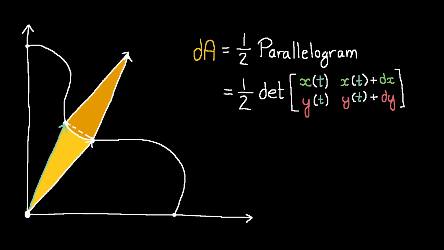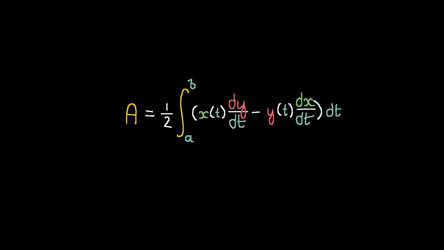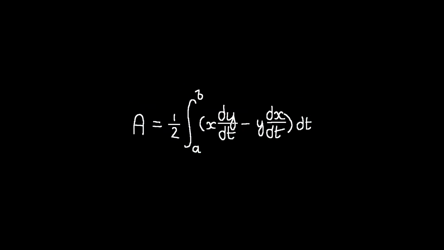a matrix whose columns are those vectors, which gives us this result after some manipulations. Integrating this over the desired values of t gives us the desired formula for the area of the parametric slice.